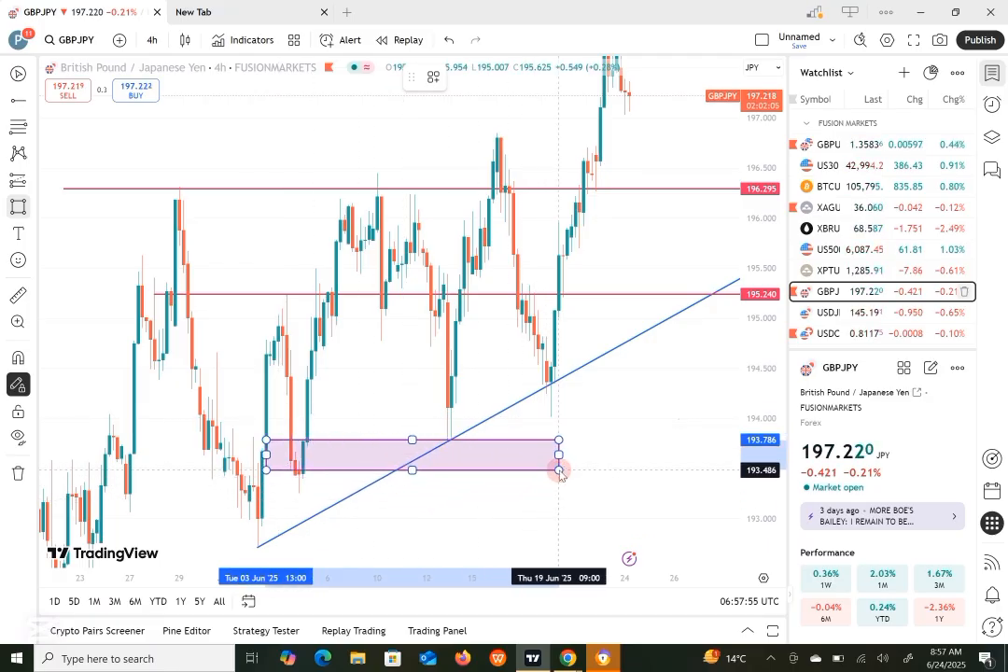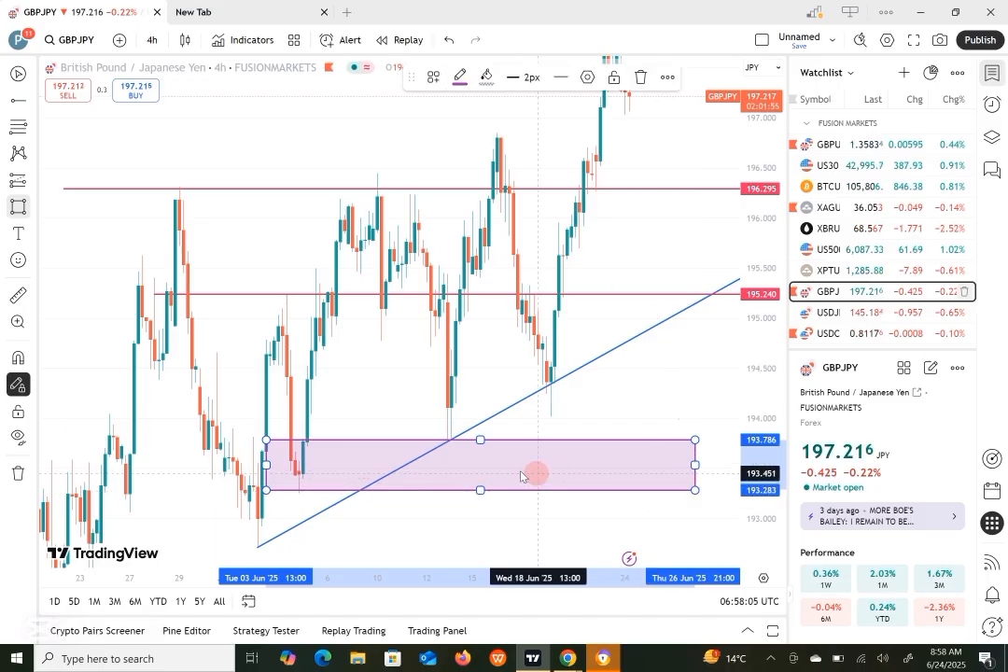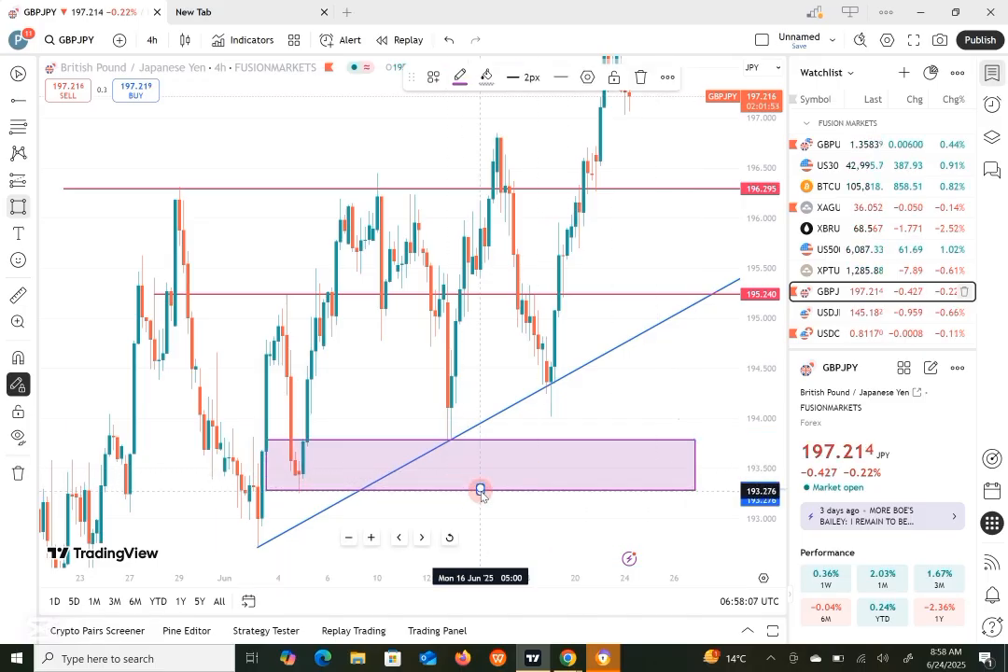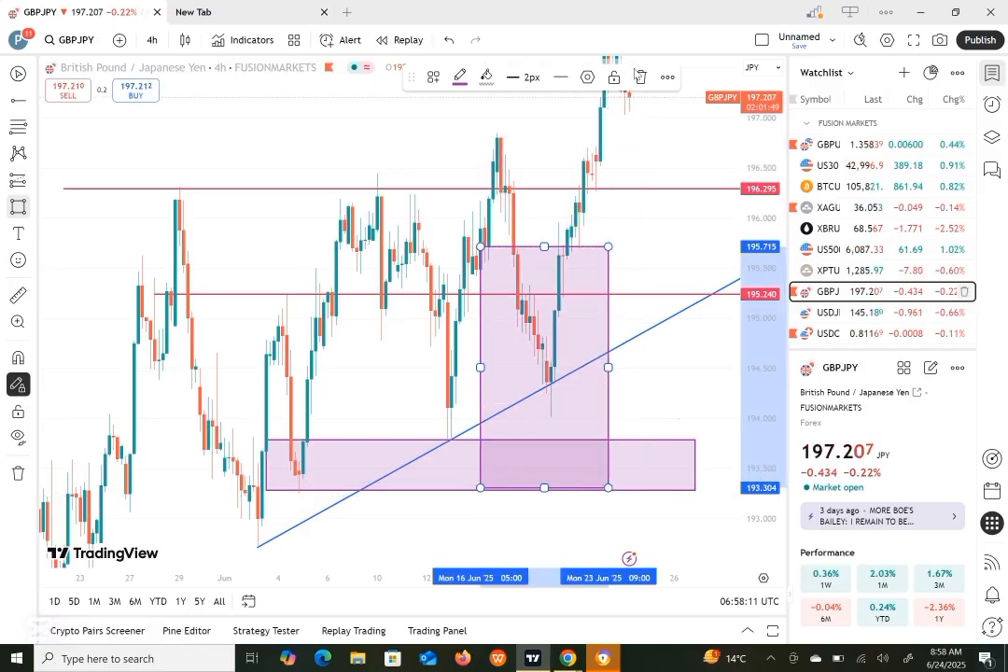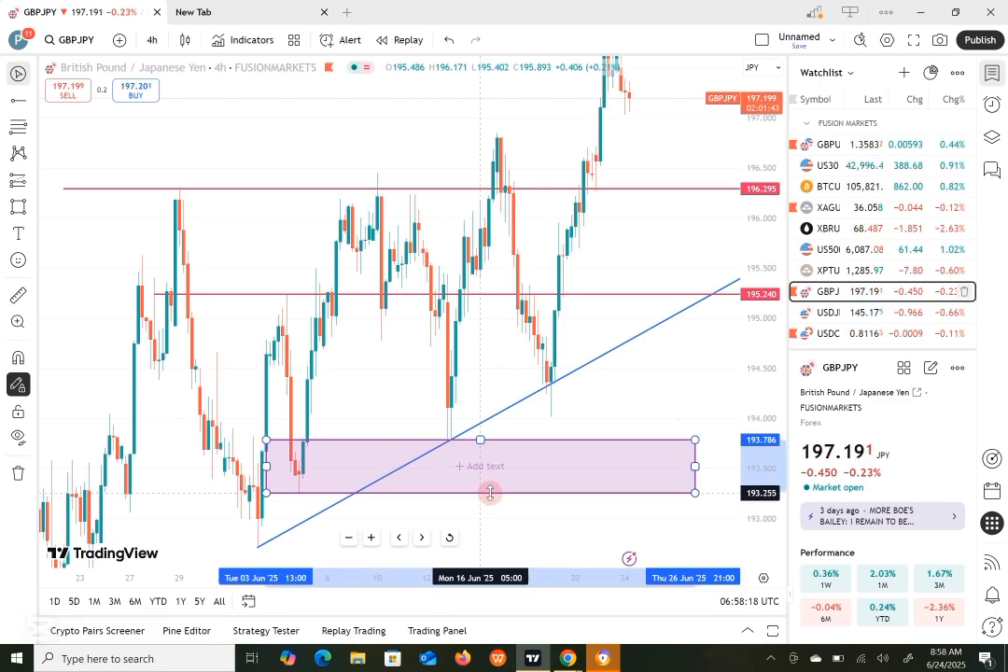So with this order block, I won't put my price here because it's this wick right here. So let me just cover all of it. So this is how you mark your order block. Oops, that's a naughty one right there. Okay, I just wanted to reach the bottom part of this wick.